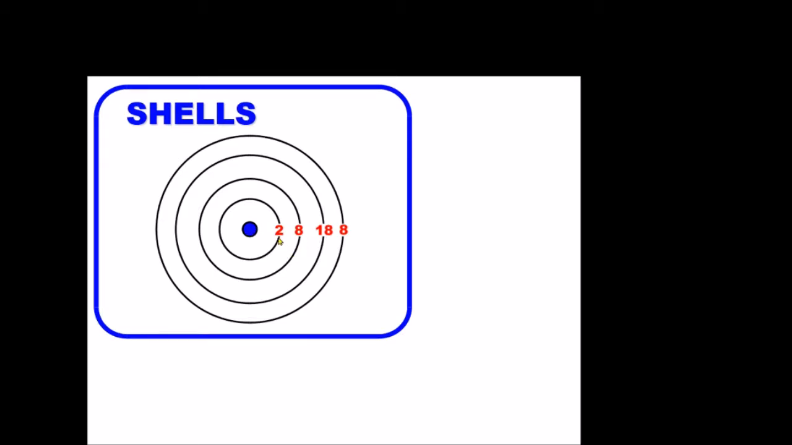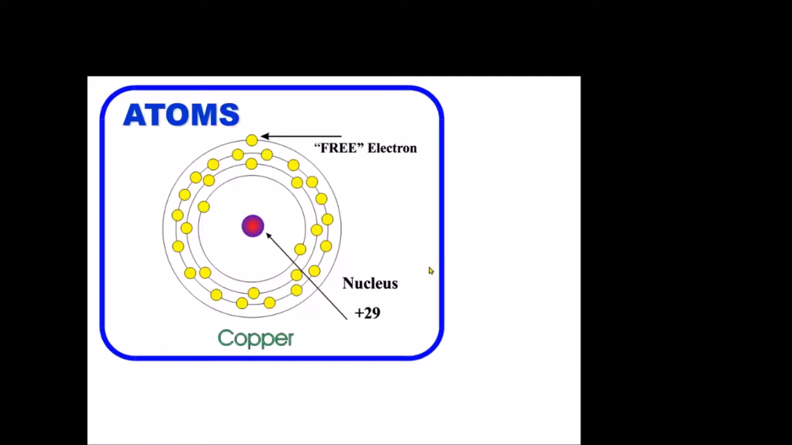stationary. So the first ring will be 2 electrons, then 8 electrons, 18 electrons, and then again 8 electrons in the outer shell. So if you have an atom with 3 electrons, you're going to have 2 electrons in this first shell, and then 1 will carry over into this shell right here.